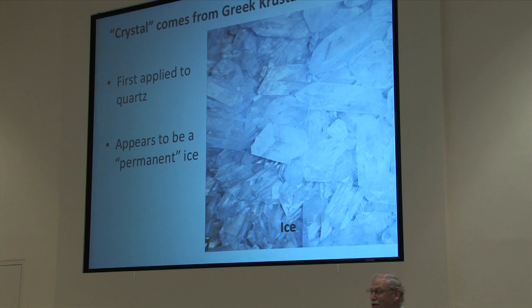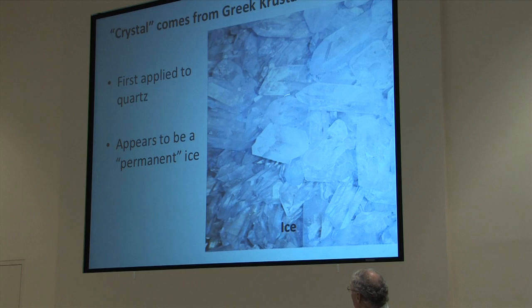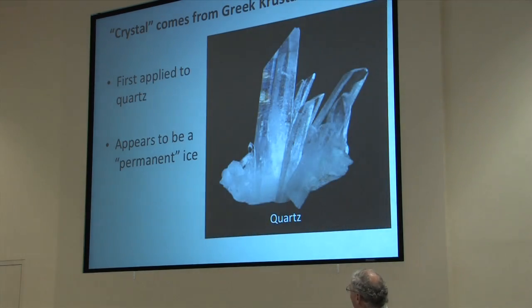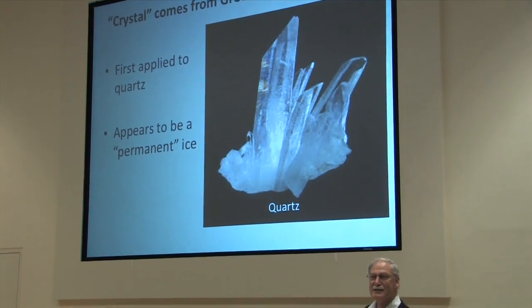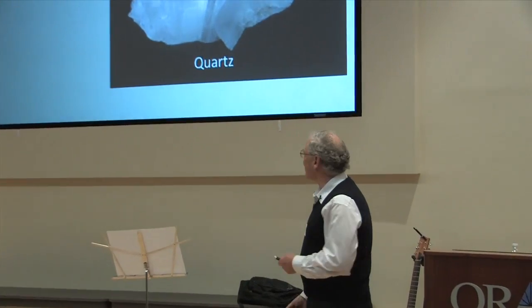So I'm going to try to tell you a little bit about crystals. The word crystal comes from the Greek krustallos, which means ice. And it's maybe not surprising that it was first used to describe quartz. So this is a picture of ice, and this is a picture of quartz. You can imagine how ancient people might have thought that quartz was some sort of permanent form of ice. And having the name Ice, I do a lot of research on crystals. Someone said, what I really need to do is a research study someday on ice, so ice on ice. But anyway, so quartz.